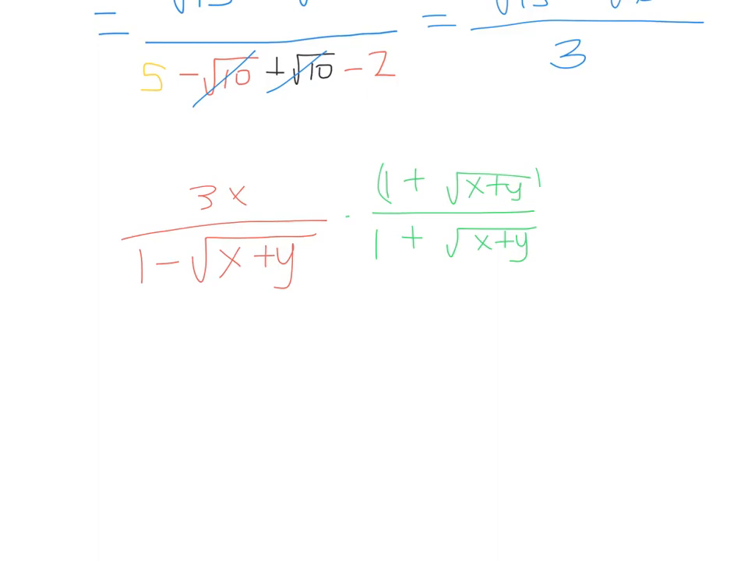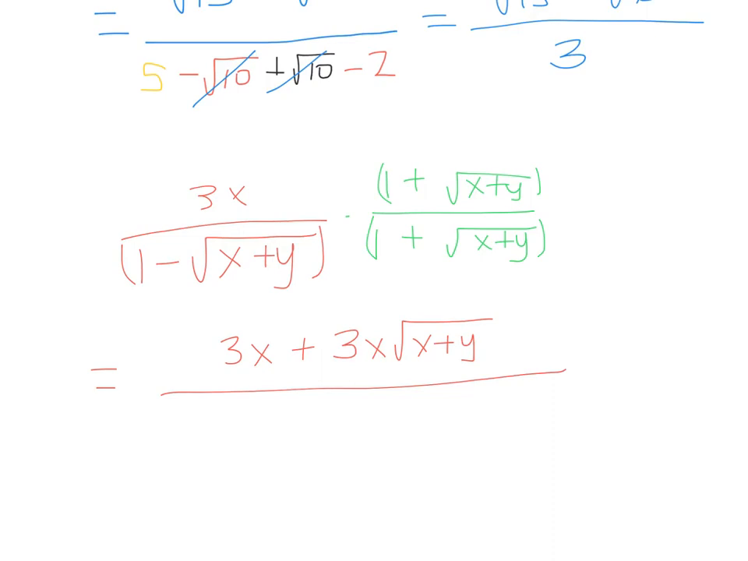So we got parentheses around these quantities. And the next step is we go to multiply. So we're going to distribute the 3x in the numerator. So we get 3x plus 3x square root x plus y. In the denominator, we're going to use FOIL. So first times first, we get 1. Outer times outer, we get a plus square root x plus y. Inner times inner, we get a minus square root x plus y.